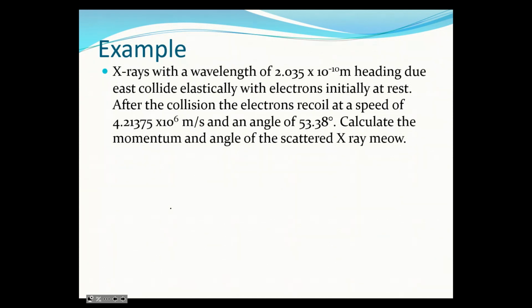X-rays with a wavelength of 2.035 times 10 to the negative 10 meters are headed due east. X-rays headed due east collide elastically with electrons initially at rest. After the collision, the electrons recoil at a speed of 4.21375 times 10 to the 6 meters per second and an angle of 53.38 degrees. Calculate the momentum and the angle of the X-ray.